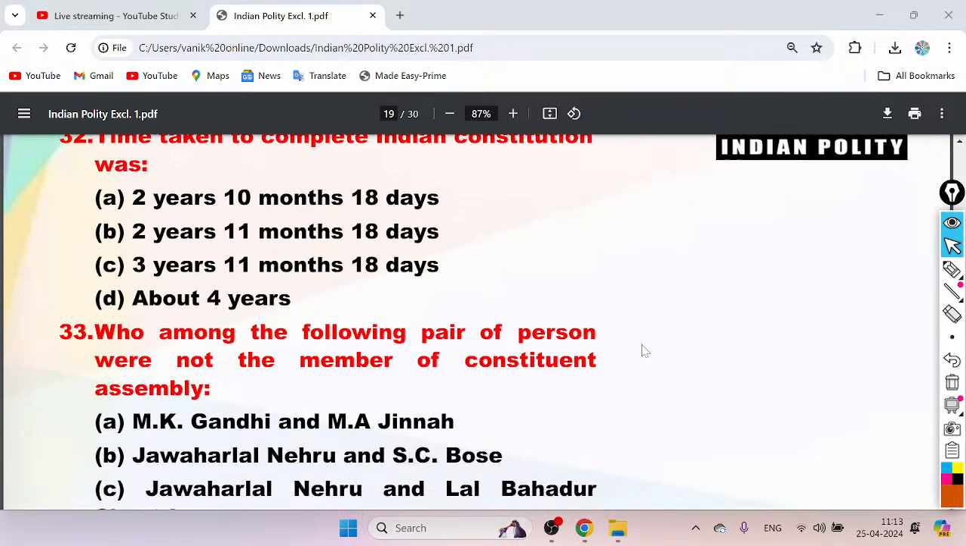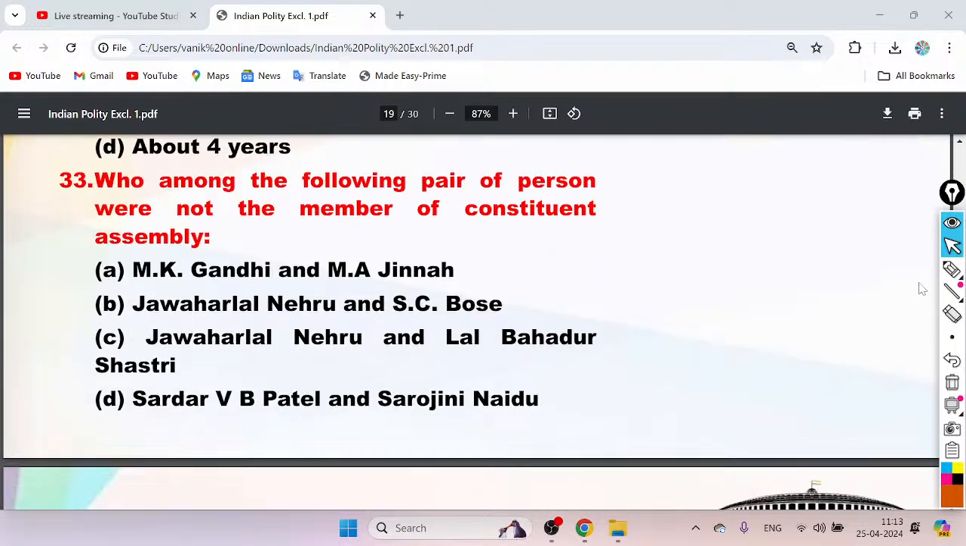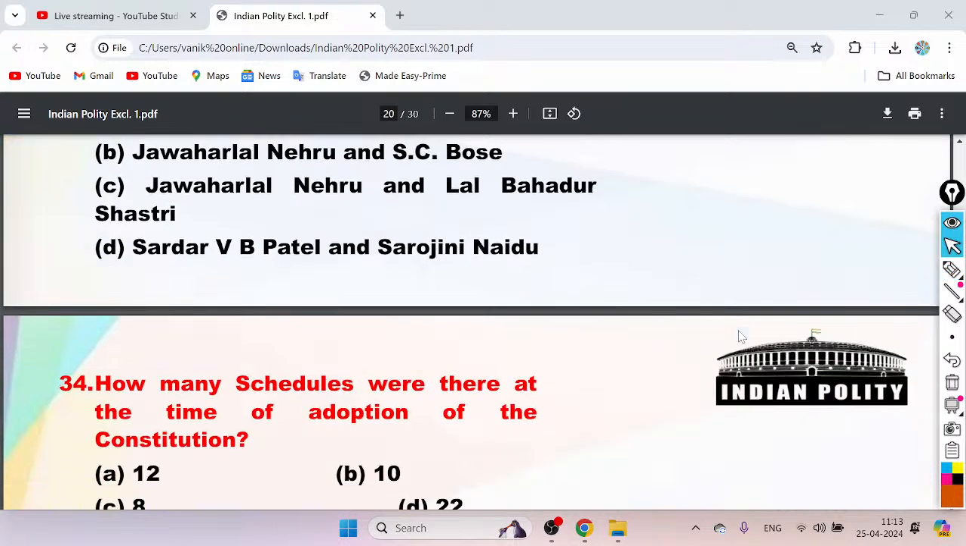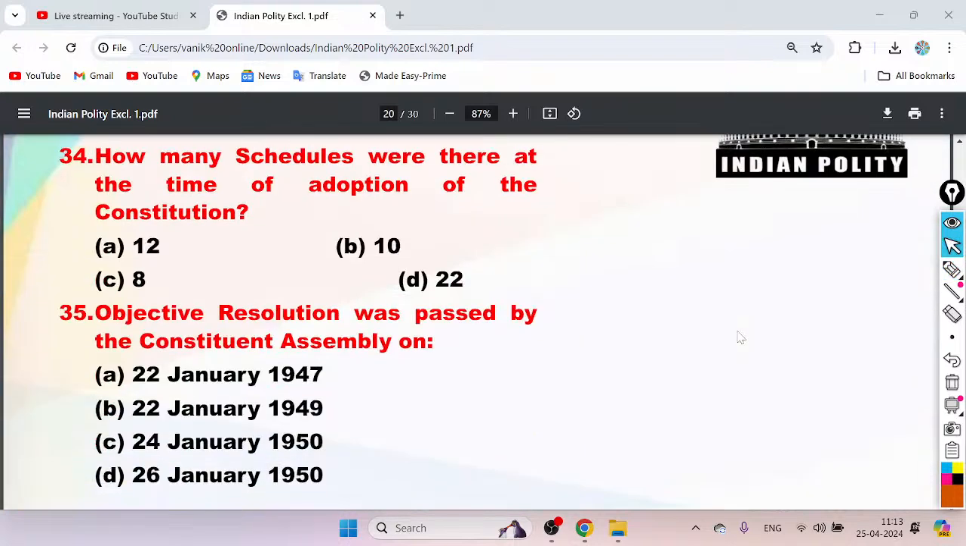Answer B. Who among the following pairs of persons were not members of the Constituent Assembly? Obviously, M.K. Gandhi and M.A. Jinnah. M.K. Gandhi was not present, and Jinnah was not present because he was demanding separation of Pakistan, and he was against a united constitution. So he did not participate. Jawaharlal Nehru, Subhash Chandra Bose, Lal Bahadur Shastri, Sardar Patel, Sarojini Naidu were all prominent members of the Assembly, and they had tremendous contribution towards making the Constitution.